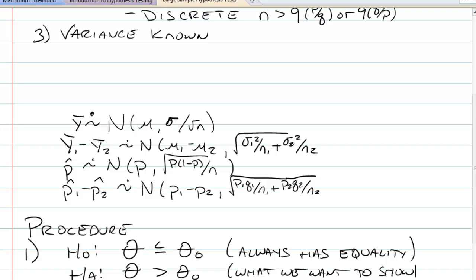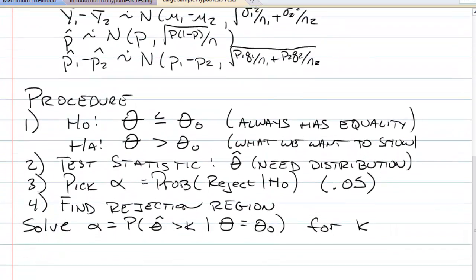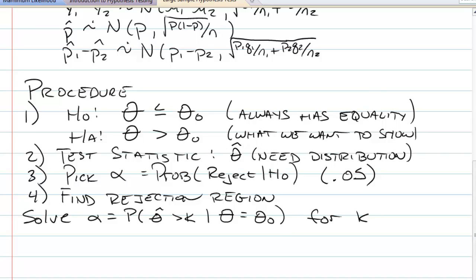All right, now let's talk about the procedure. First step in the procedure is we have to list our hypotheses. I'm going to use the notation of a capital theta to denote the parameter of interest. Again, what would that be? It would be mu, a population mean, p, population proportion, etc. The theta naught is actually the number that we're interested in.